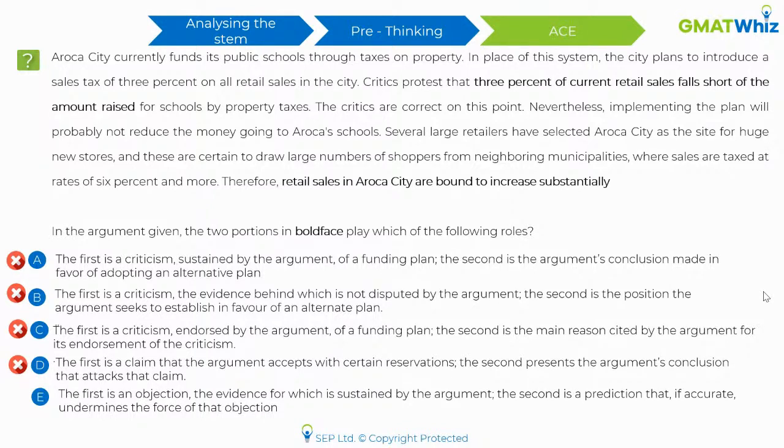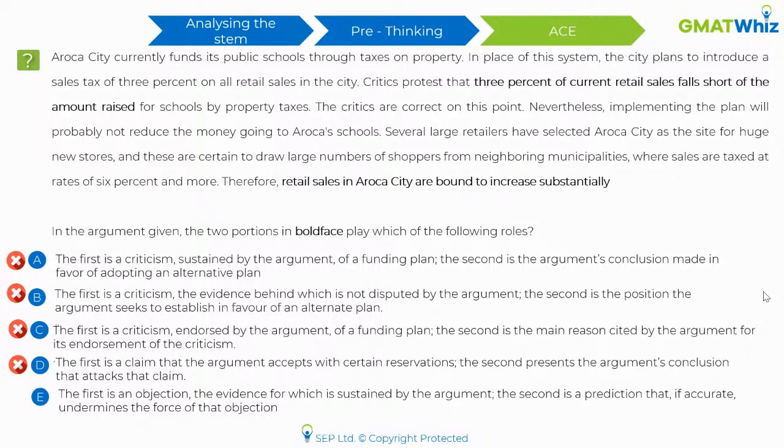Now let's see whether you have chosen it for the right reasons. The first is an objection. Well, it's a protest, so definitely we can call it an objection. The evidence for which is sustained by the argument. Yes, the evidence behind this objection. What is the evidence? 3% of current retail sales falls short of amount raised. That is the fact.